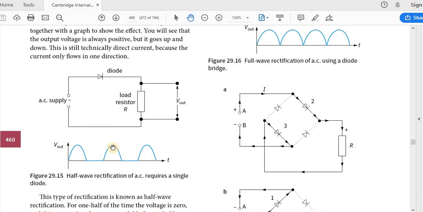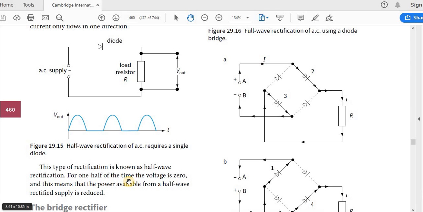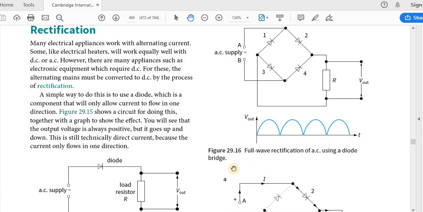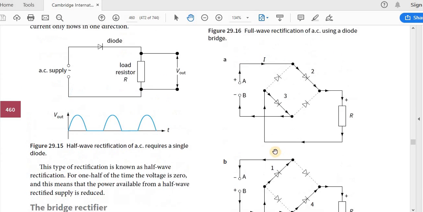Okay, so you have to know half wave rectification and full wave rectification. For full wave rectification, you use a diode bridge. Four diodes are used like this. I told you how it works.